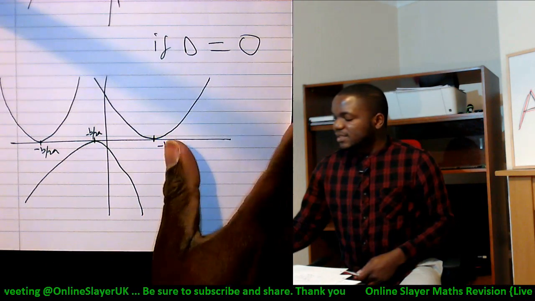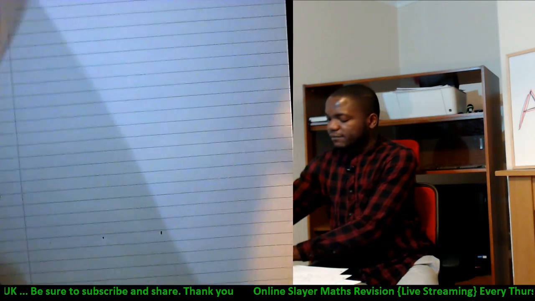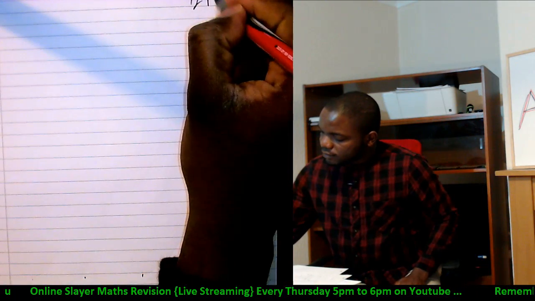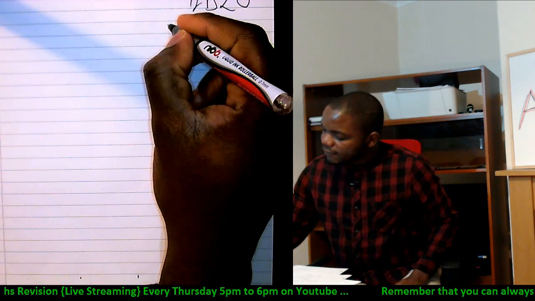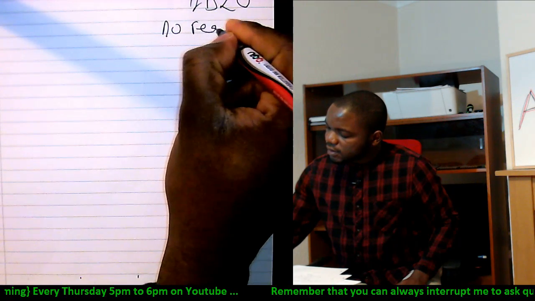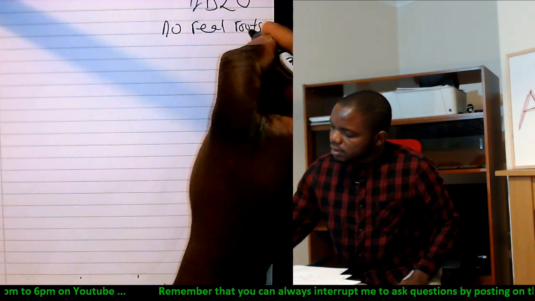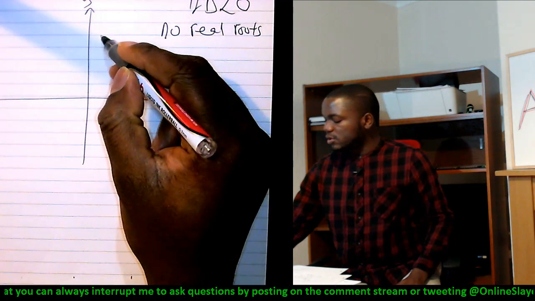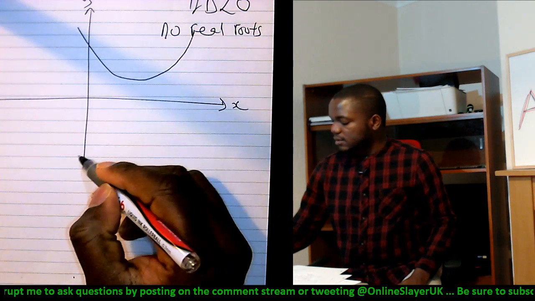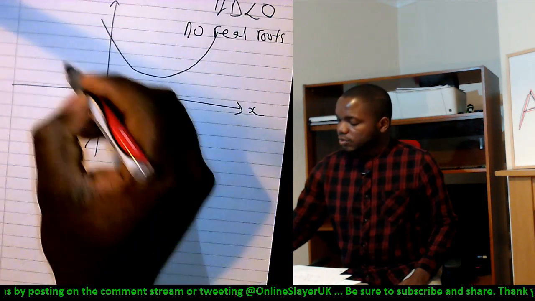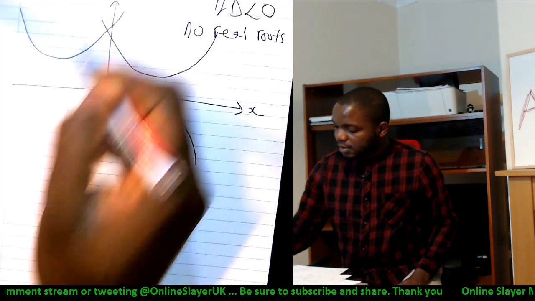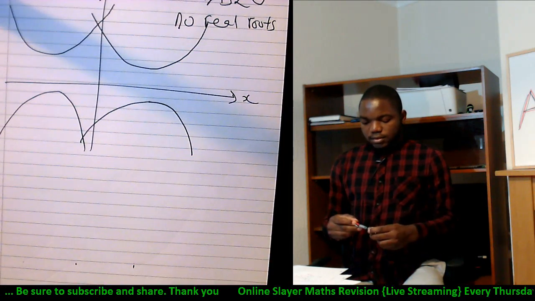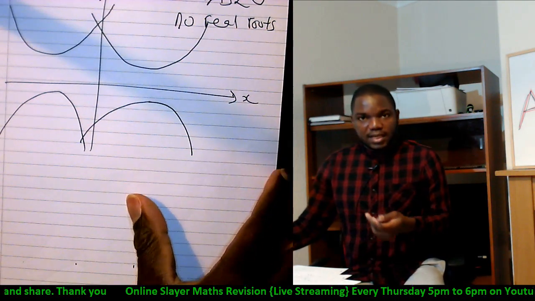So what happens when D is negative? As the one we have just seen, if D is negative, you have no real roots. So if this is the graph, x and y, it would not touch the x-axis. It could touch the y-axis, no problem, but it will not touch the x-axis. That's the situation. So it's always good to know that before trying to sketch your graph.